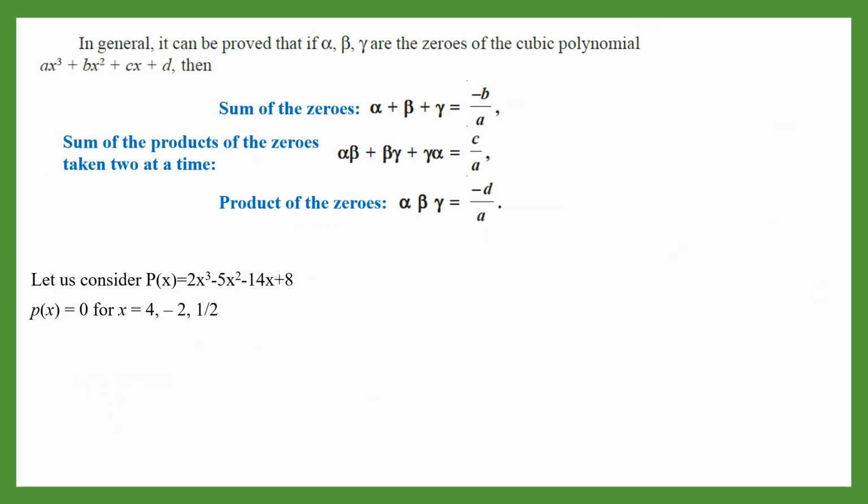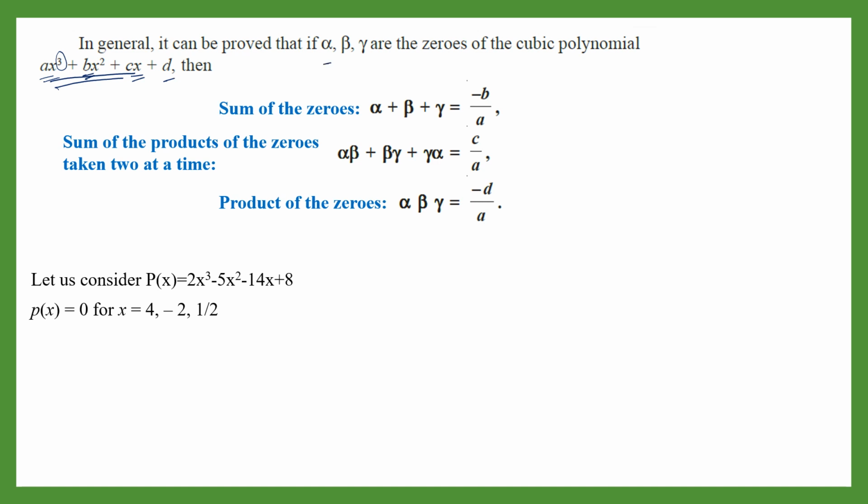Next, we understood the quadratic polynomial. Now let us come to the cubic polynomial. Cubic means the degree of the polynomial will be 3. Degree is nothing but the highest power. So the general form of a cubic polynomial is ax cube plus bx square plus cx plus d. This is the general form of a cubic polynomial.